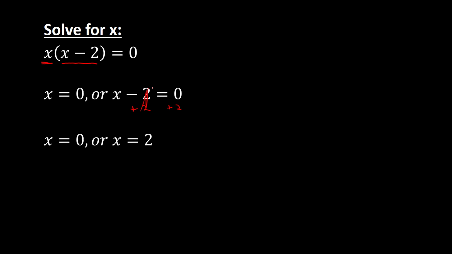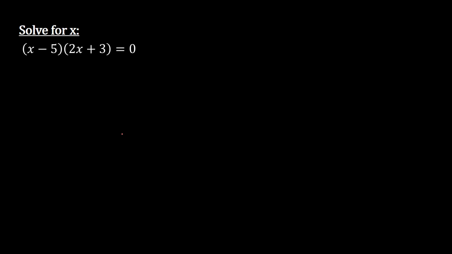And we can check our answer. If we put a 0 in for x, we'd have 0 times negative 2, which would be 0. If we put a 2 in for x, we'd have 2 times 2 minus 2, so 2 times 0, which would be 0. So x could be 0 or x could be 2.